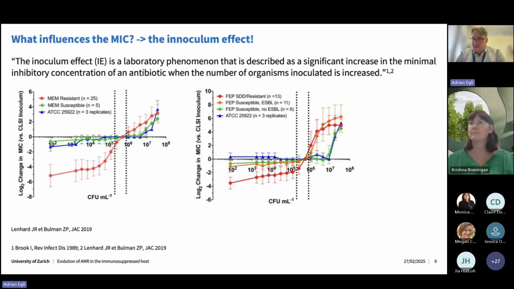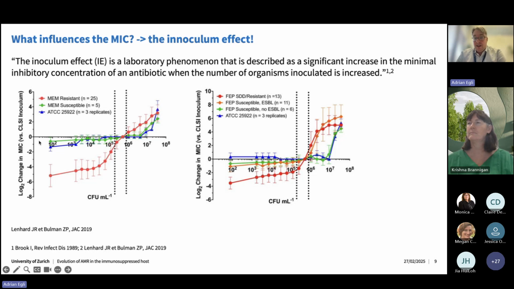Now, this is a phenomenon we try to compensate in the lab. As you all, or some of you might know, in the lab, we generate a so-called McFarland concentration. So this is a certain density of bacteria, and we try to standardize that and always use the same concentration. And this is in these two examples here. I have one example with meropenem and one with cefepime. You see here this dashed line. That's actually what is done in the lab.